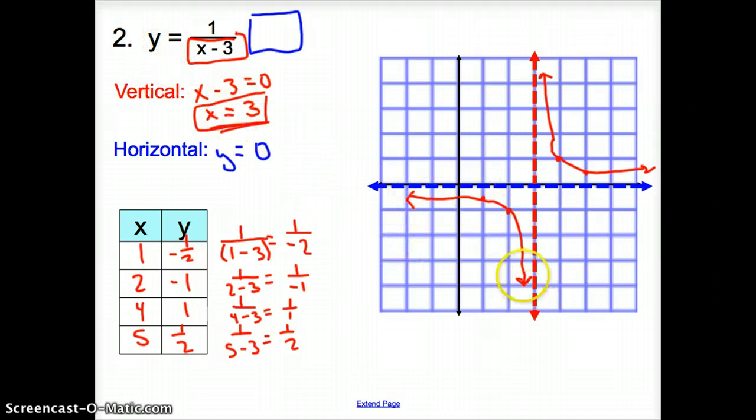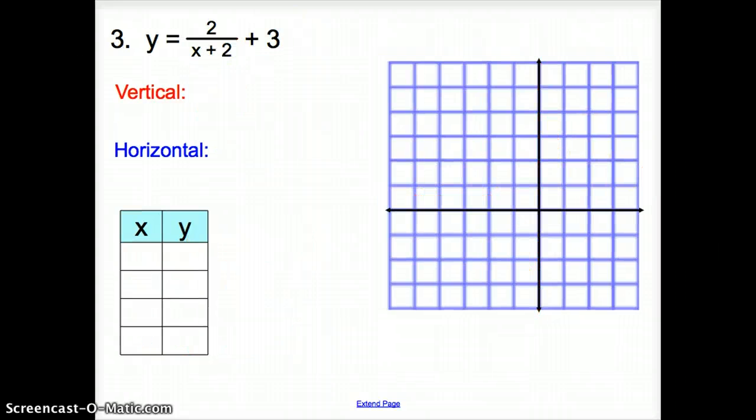So these 2 curved lines represent y equals 1 over x minus 3. Please notice that these curved lines are kitty corner from each other. Here it is and here it is. Let's see where this next graph will be.